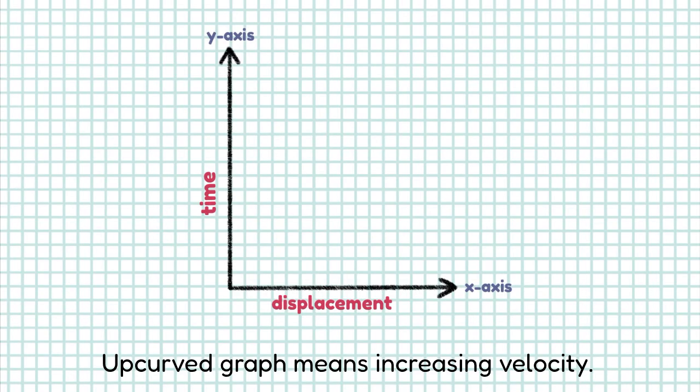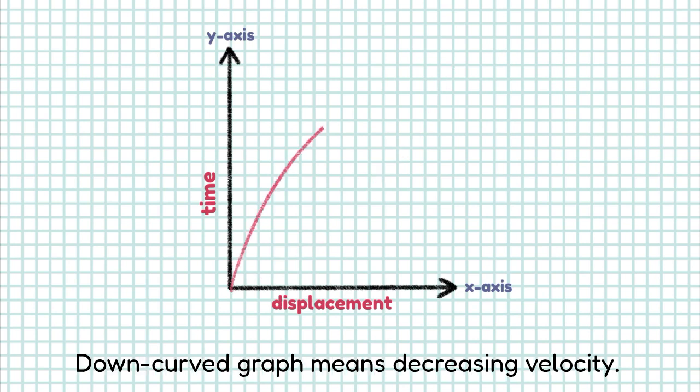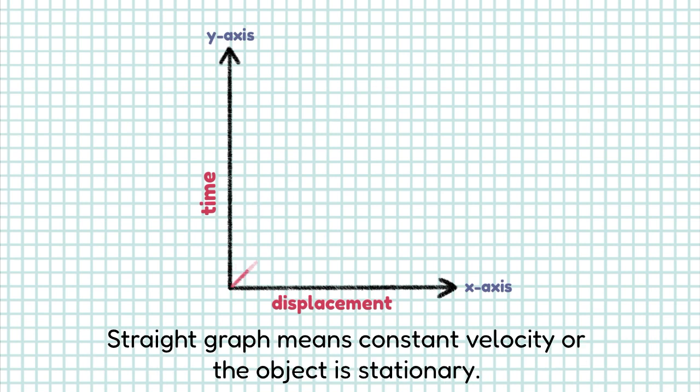Right. An upcurved graph means that the velocity is increasing. A downcurved graph means decreasing velocity. And a straight graph means constant speed or not in motion.